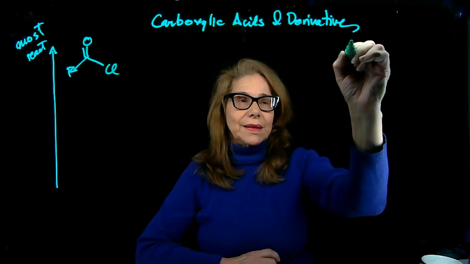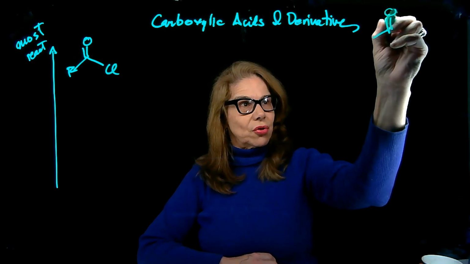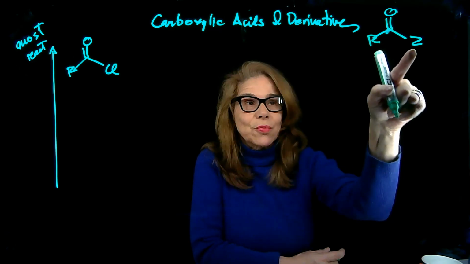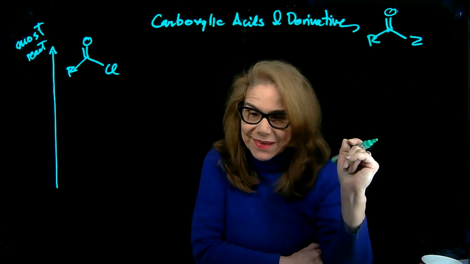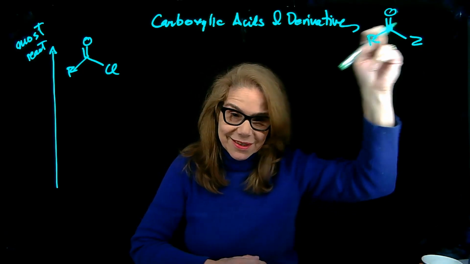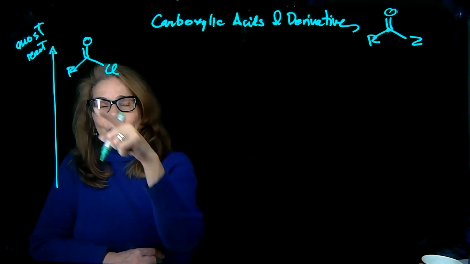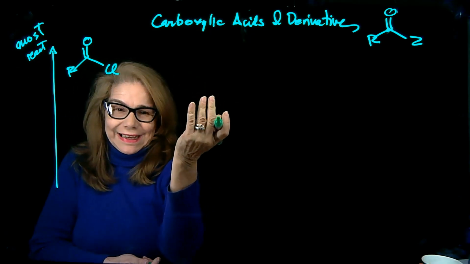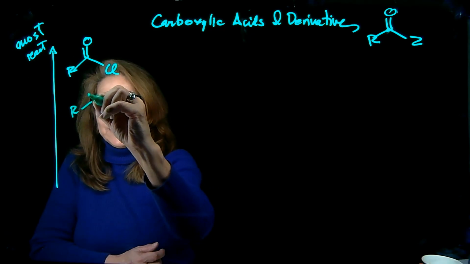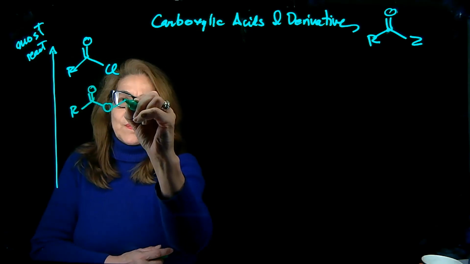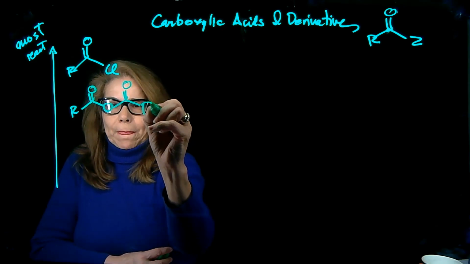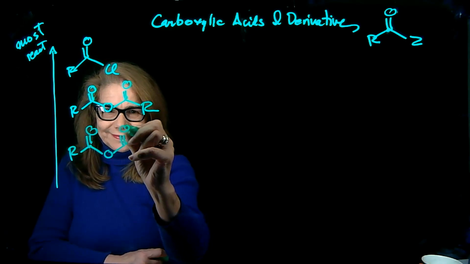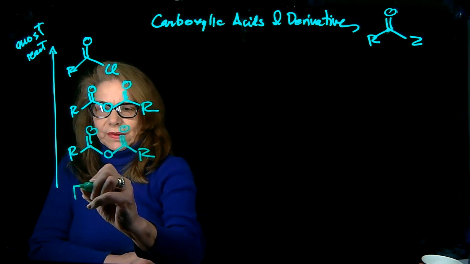So all of the carboxylic acid derivatives are like this structure in general, where this group contains an atom that is more electronegative than carbon. So that can be a nitrogen, an oxygen, a chlorine, and so on. So the most reactive of the series are the acid chlorides or acid halides in general. Then we have the anhydrides. Then we have the esters. And lastly, we have the amides.